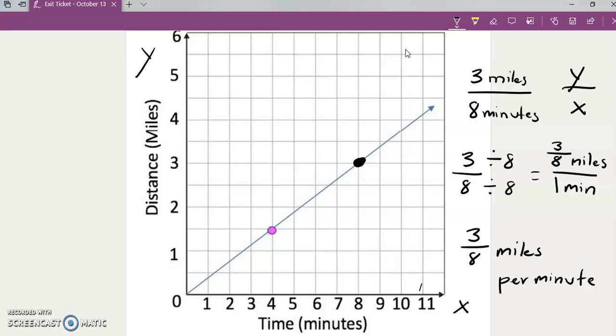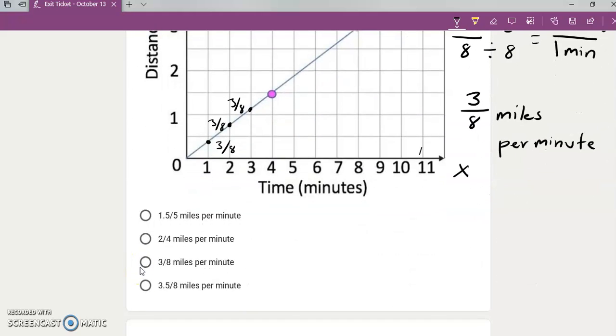So for every minute that passes by, they only go 3 out of 8 miles. And then if they go another minute, there's another 3 over 8 that they travel. And then another minute, another 3 over 8. So they're going not even half a mile for every minute that passes by. So this would be my answer right here, letter C.